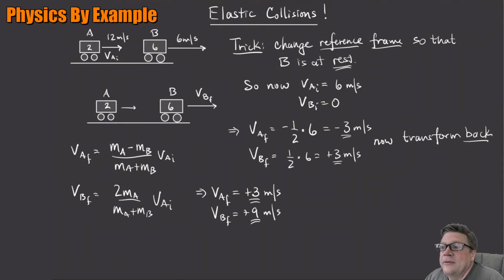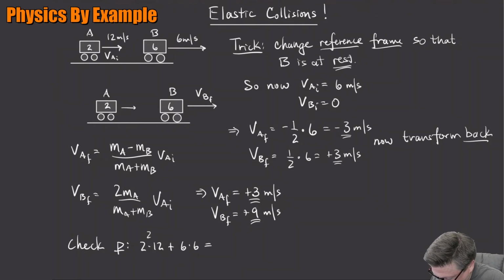Again, you might be a little skeptical of this trick, so let's verify that it actually worked. Always a good thing to do. Let's check momentum. Initially, I had 2 times 12, and then B was moving, wasn't it? 6 times 6. So this is going to be 24 and 36. Afterwards, what do I have? I have 2 times 3 plus 6 times 9. What is that? 54 and 6. So both sides are 60.